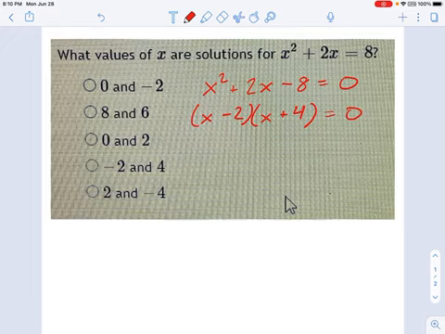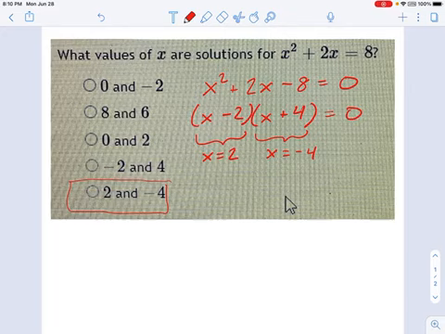And the solutions for this are in these parentheses. We have x equals 2 from the parentheses on the left, and x equals negative 4 from the parentheses on the right. And you can see that is right here, that answer. Now I said there's two methods. This is the factoring method.